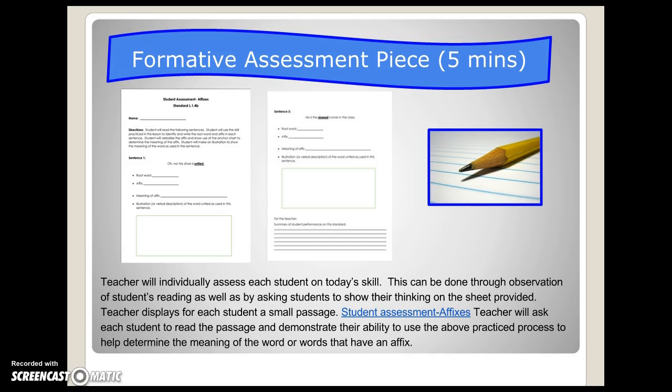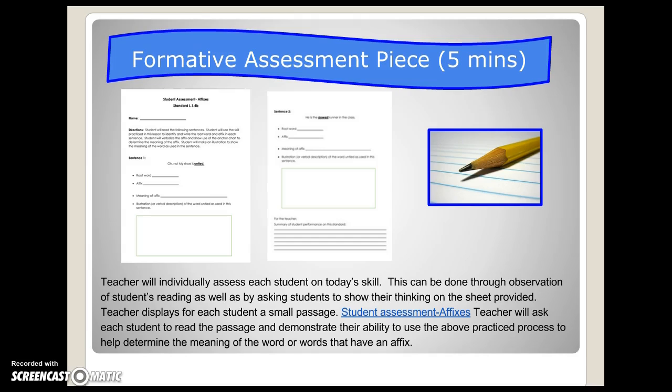A teacher will want to individually assess each student on today's skill. This can be done through observation of student reading as well as by asking students to show their thinking, like on a sheet provided here.